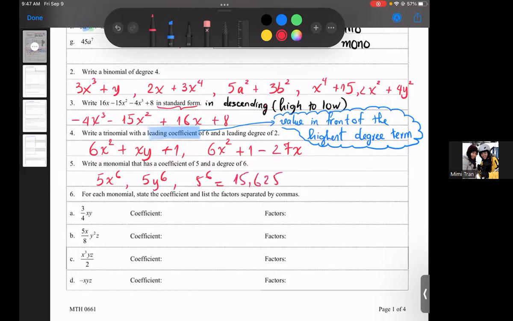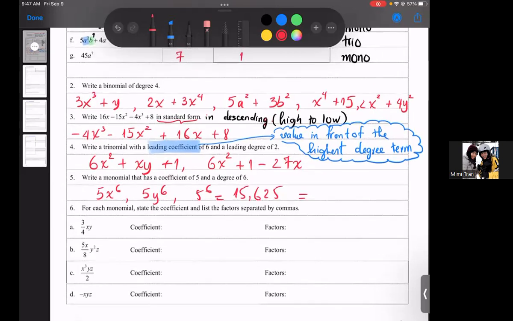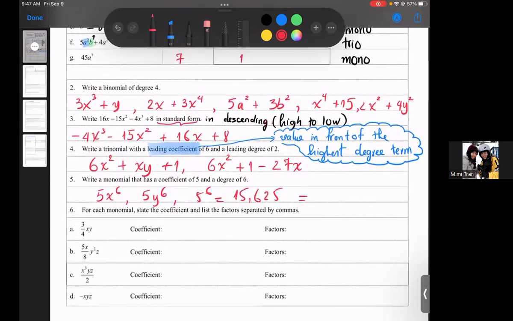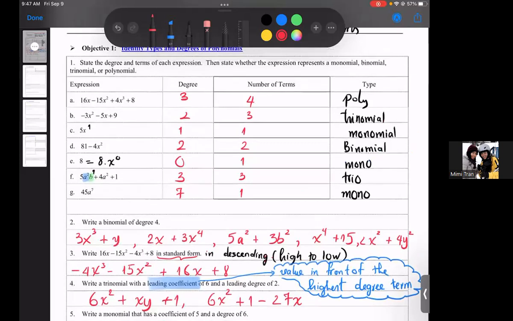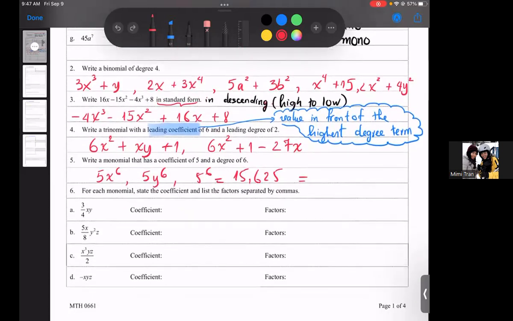15,625. What is the degree of this term? Let me go back. What is the degree of 8? 0, right? Because this is the same thing as 8 times x to the 0, or 8 times any letter you want to pick. So the degree is 0. It's just a constant. That won't work.